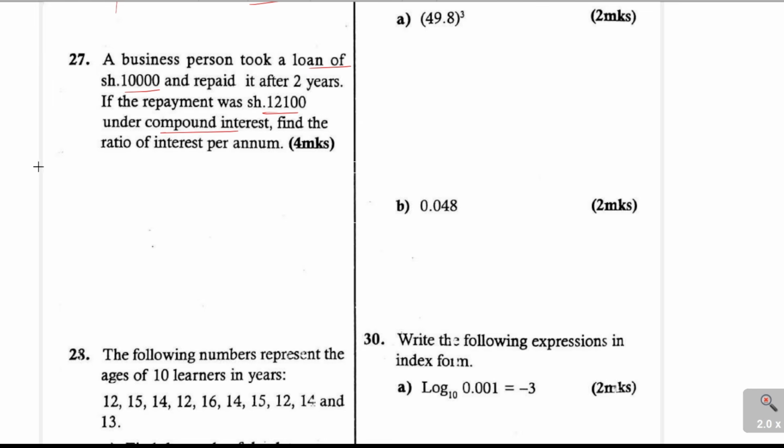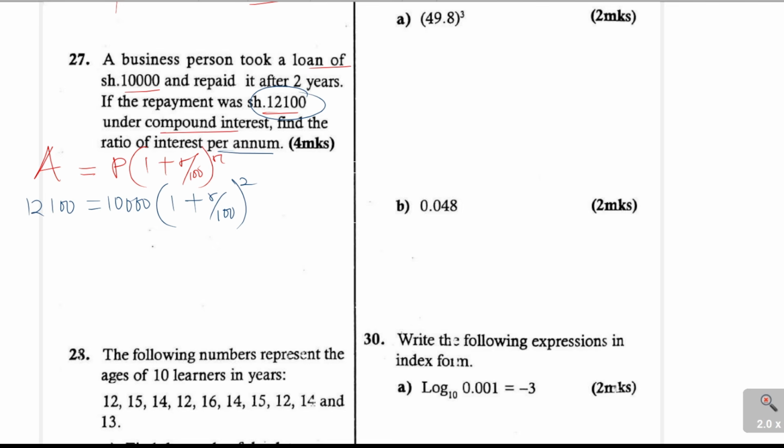So we shall use the compound interest formula, which states that amount is given by principal, then into brackets 1 plus the rate over 100, then everything raised to power n, where A will be the total amount repaid after 2 years, which is 12,100. That is the total amount. Then the principal is the initial loan taken, that is 10,000. Then 1 plus the rate, we are looking for that. And then the period is, remember this is per annum, so 2 years. N is the period and N is equal to 2.